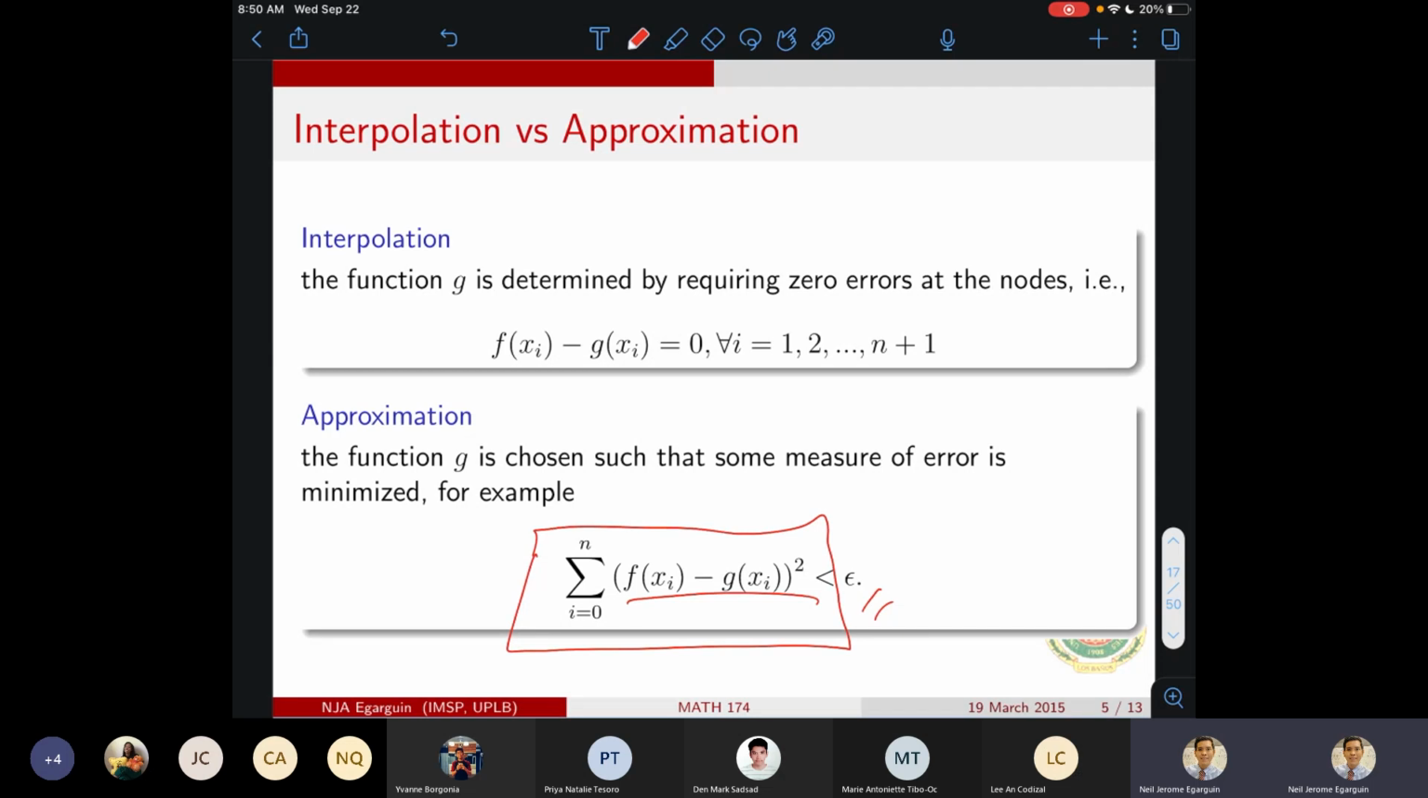So gusto mo lang mag-minimize ng some measure of error. That's why in approximation, you can design your measure of error to be as global as possible. Hindi lang nakadepende dun sa mga exabytes yung measure mo ng error. Pero yung interpolation, medyo local yung treatment niya dun sa error na minimize niya. Because what is a better way to minimize the error than by requiring 0 errors at the given exabytes? And for the next few weeks, we'll focus on interpolation.